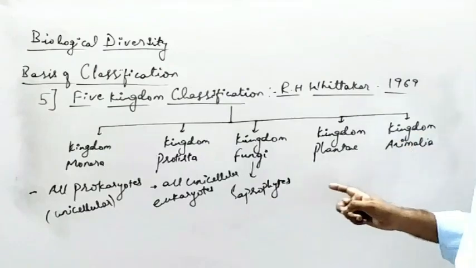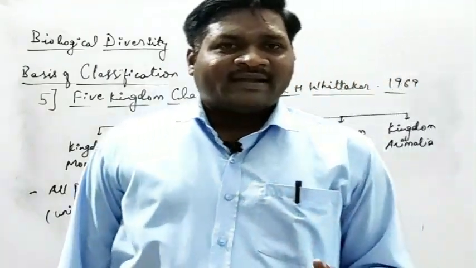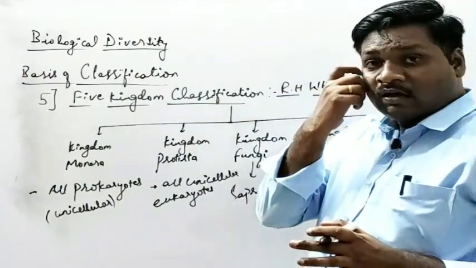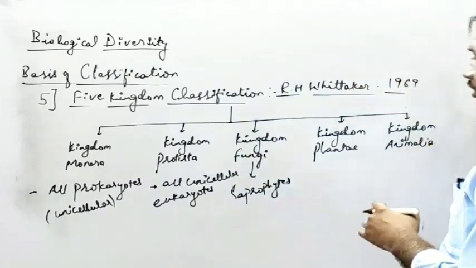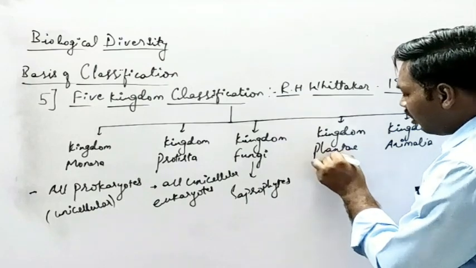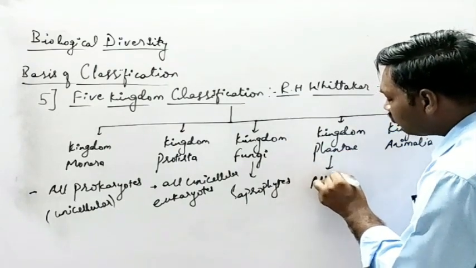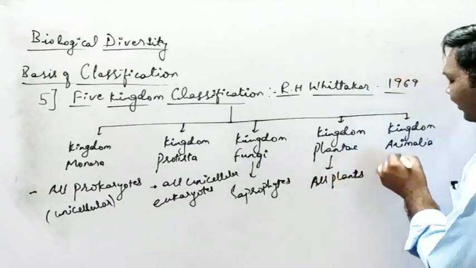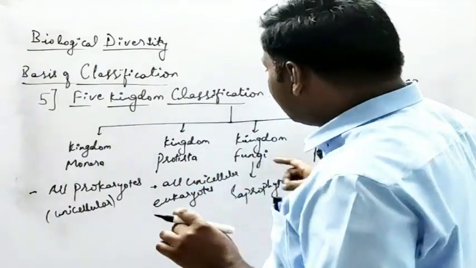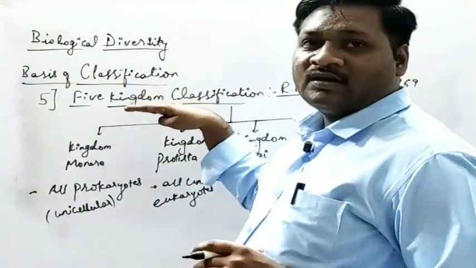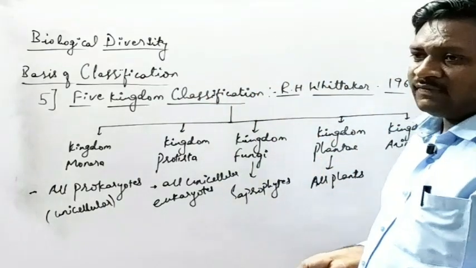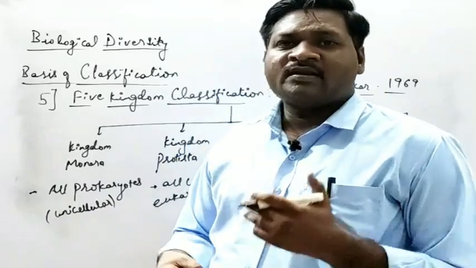Then kingdom Plantae. Again we have to discuss kingdom Plantae in detail. We will discuss all the different classes of this kingdom in detail after this. So in kingdom Plantae all plants are there, and in kingdom Animalia all the animals including vertebrates, invertebrates. Okay, so that is how Whittaker has given the 5 kingdom system of classification. Okay, another system of classification is also there. We will discuss it in the next part.